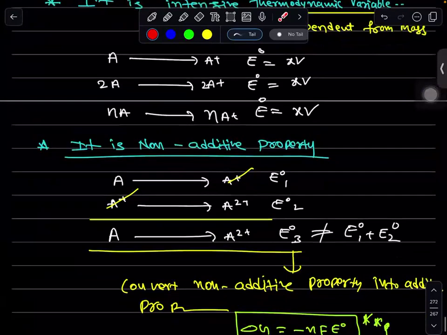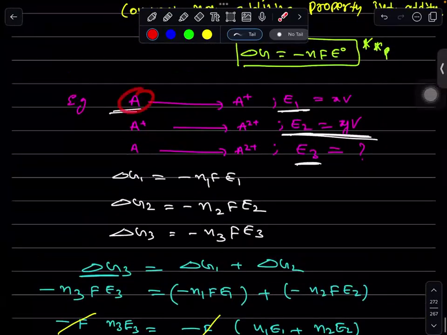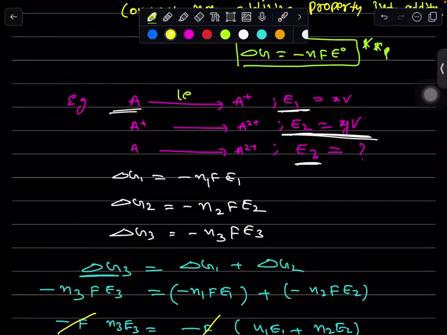Now can you tell me, when A becomes A+, how many electrons are involved? One electron. So when A becomes A+, one electron is involved, which means N1 equals 1. Similarly, for the second equation, A+ becoming A2+, how many electrons are involved?